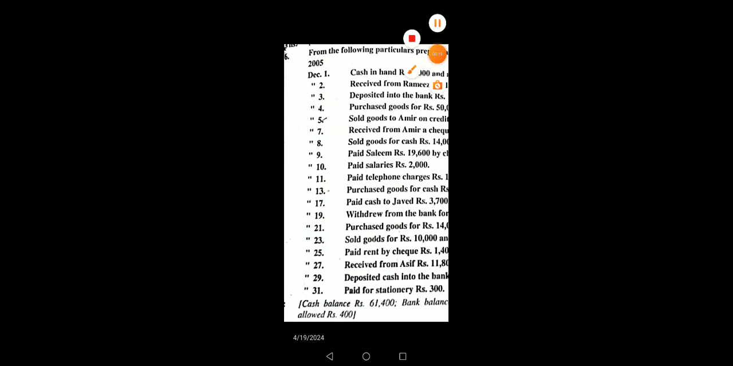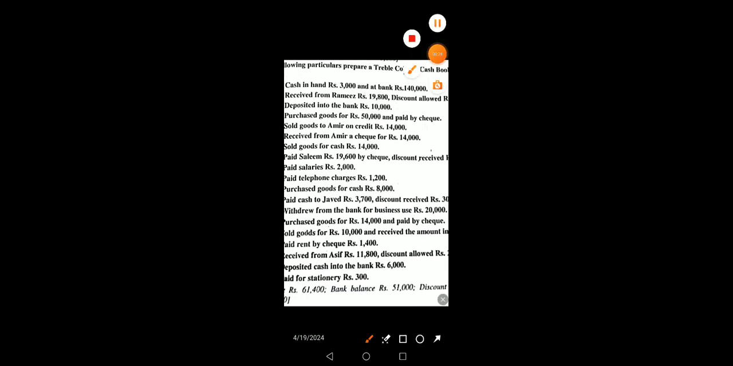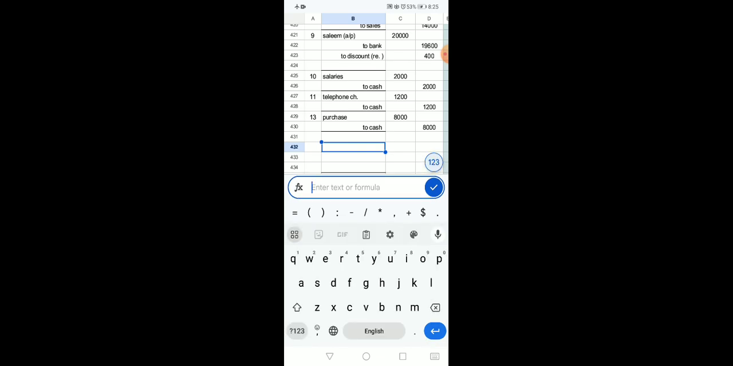Entry number 17 is the next entry: paid cash to Javed and discount received. Complete entry, we can see paid cash to Javed and discount received. Since we are paying, what does that mean? Cash is going out, cash in hand is decreasing. Cash in hand is your asset, and a decrease in asset should be credited, so you will mention the name of cash over here.